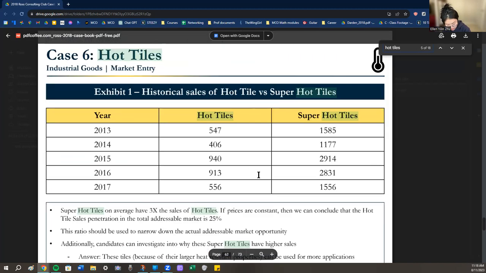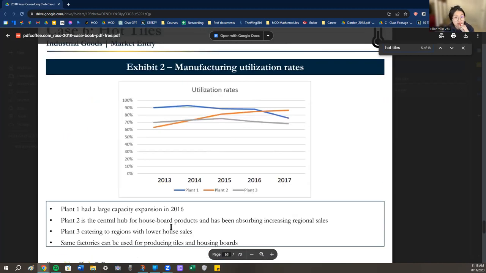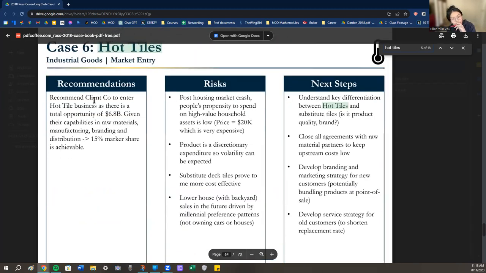And then finally, we would have come up with the second exhibit. You asked for more information about the plants, and then drew the conclusion. Yeah, plant one is probably the best because there was a huge capacity thing. Plant two, there's all this cannibalization and all this regional sales. That's just a total pain in the butt. And then plant three is just in a crappy area, and so plant one would have been the way to go. And then from there, it was a recommendation.